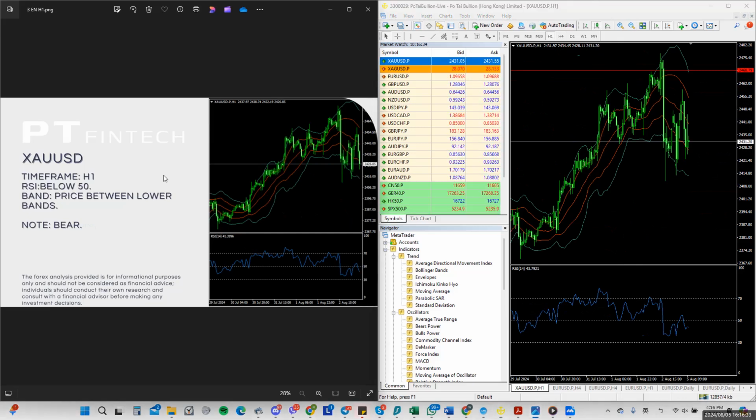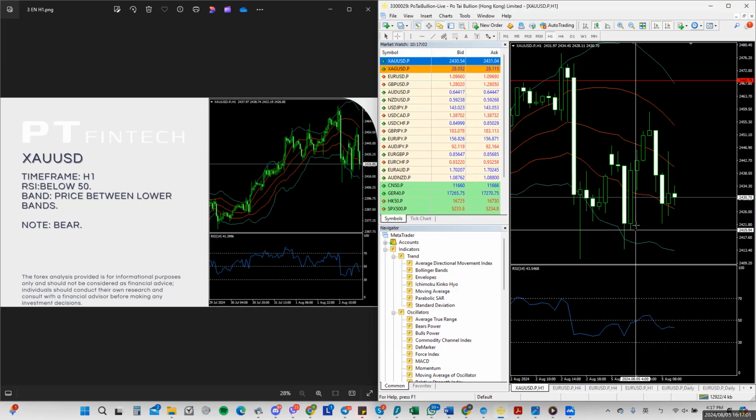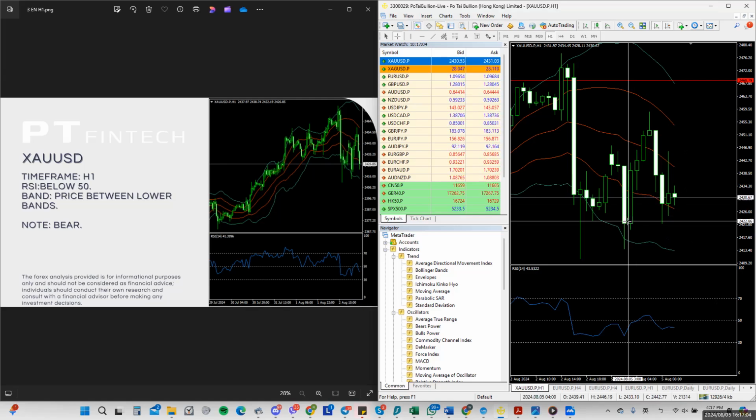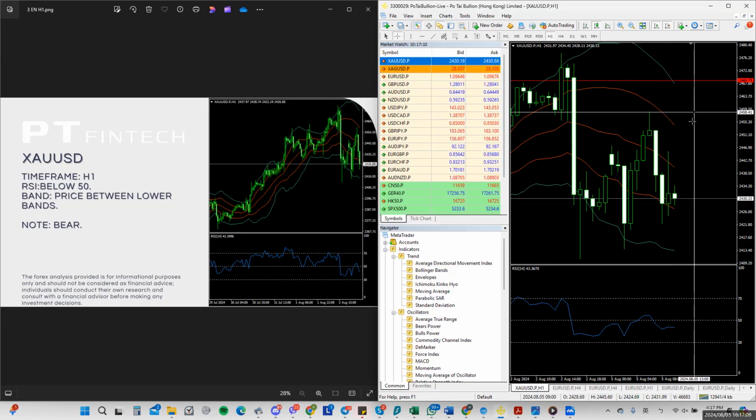PTips on H1 claims that RSI is below 50, and so that's potentially more bearish. And then the bands, price between lower band. Let's see, is that the case? The note says that it's bearish. Well, from what I'm seeing, it's within the 1.0 deviation. It's not fully below the lower band. You see the highs are becoming a little bit higher, I'm sorry, the lows. This is getting so confusing. The lows are getting higher. So most likely right now it is respecting the ranging market.